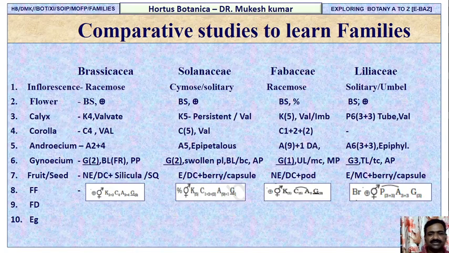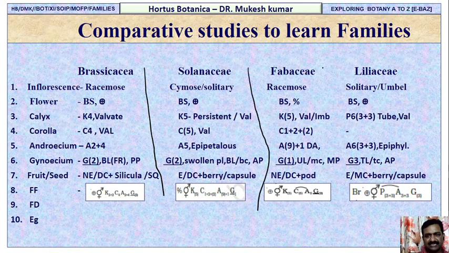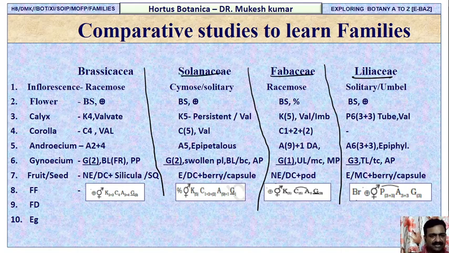Now, this is a comparative study, what I already told you. This is your Brassicaceae. In a nutshell, this is your Solanaceae. This is your Fabaceae, and finally this is Liliaceae. What I have written: BS bisexual, epigynous, K4 calyx, VL valvate estivation, DA diadelphous condition. This is your Liliaceae, tricarpellary, trilocular, and what we have? Axile placentation, AP axile; MP marginal placentation; AP axile; PP parietal placentation. So like that.